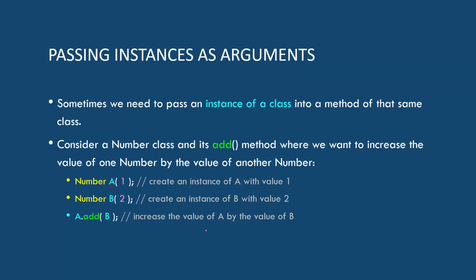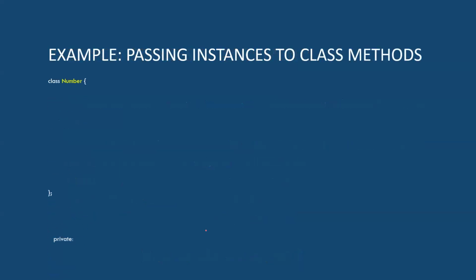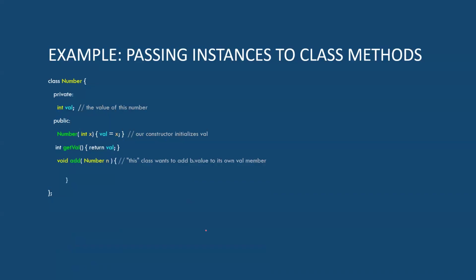So we need an add method that expects an argument of type number, right? It's got to be number because that's what B is, right? So let's look at the code again to refresh. So we have our private val there, right? Here's our constructor, here's our getter, and here's our adder. So we're getting a number, even though we call it N here, it's really that box of groceries that we passed in from B. And technically it's a copy of the box of groceries. So it's not even actually the B, it's a copy of the B that we've just received, which might be a surprise to some of us.